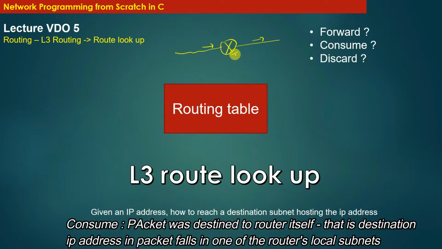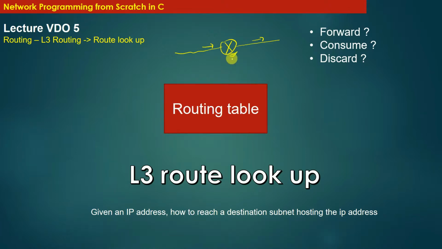That is, the packet was destined to the router, or the packet was destined to one of the machines present in the directly connected subnet of this router. Or the third case is that the router can discard the packet. So how does the router decide whether it has to forward, consume or discard the packet? For that purpose, the router has to do route lookup.